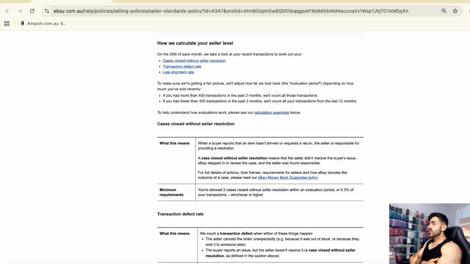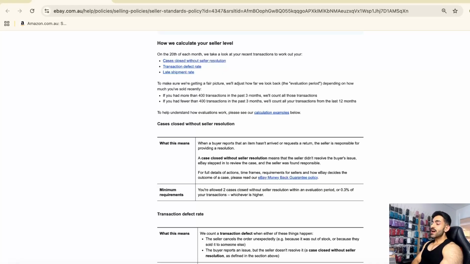Okay, so moving on, as I said, transaction defect equals the transactions you canceled for being out of stock plus the cases closed without seller resolution. A transaction you cancel for being out of stock is when, say, Amazon was out of stock, and then you sold an item, and then you reached out to the buyer. By the way, I'm going to tell you how to get around this.